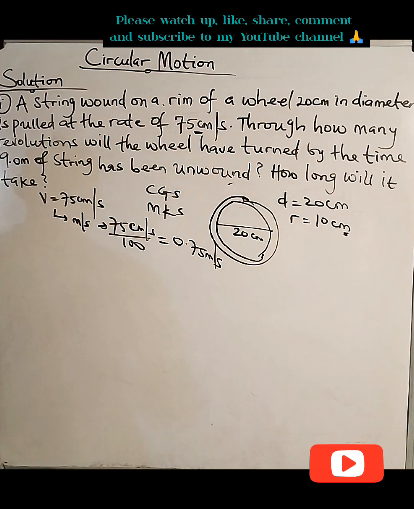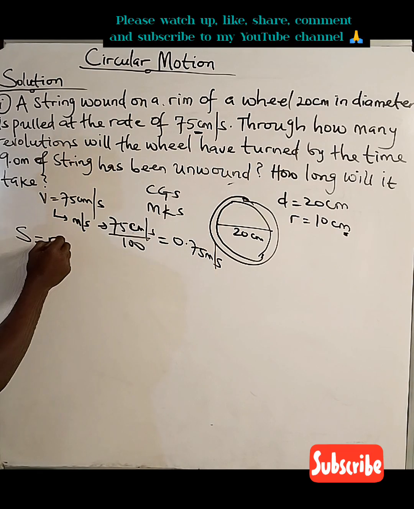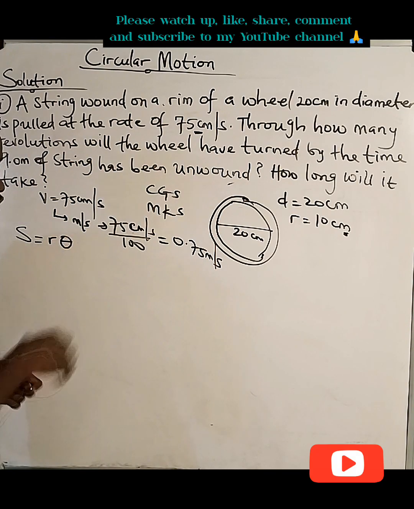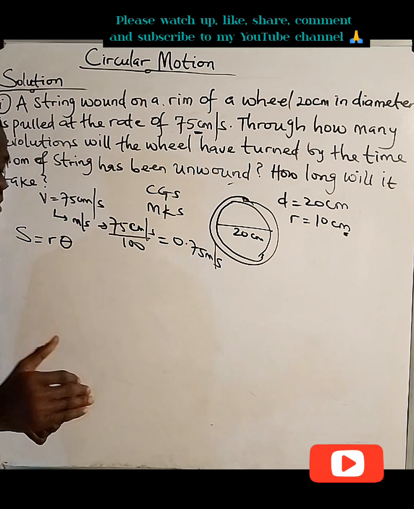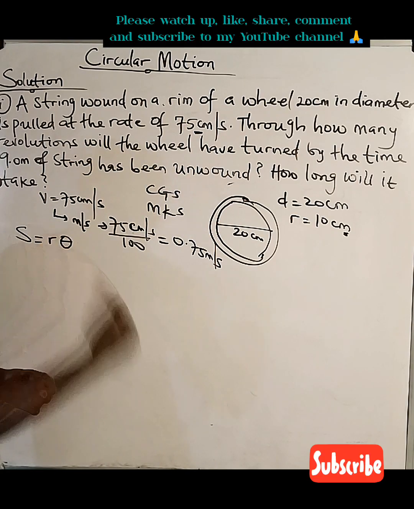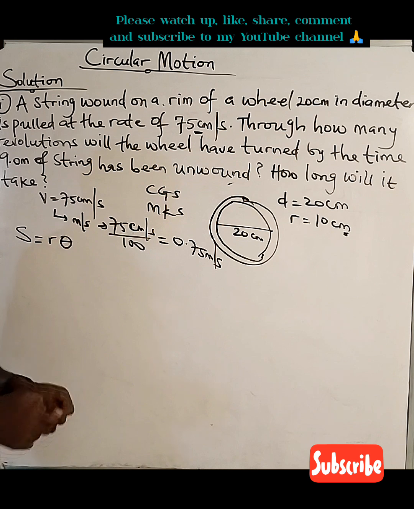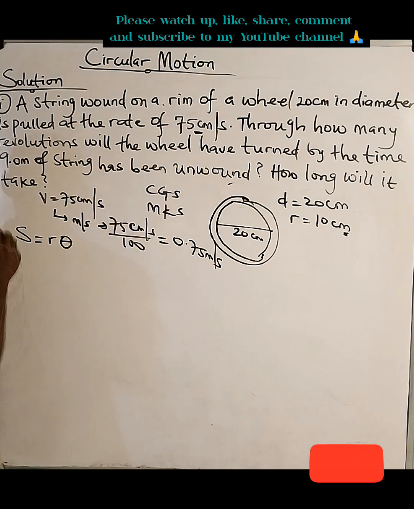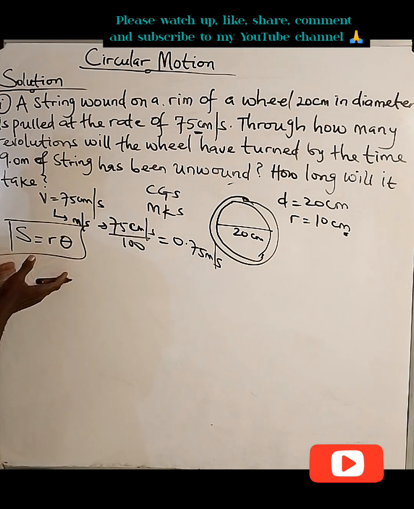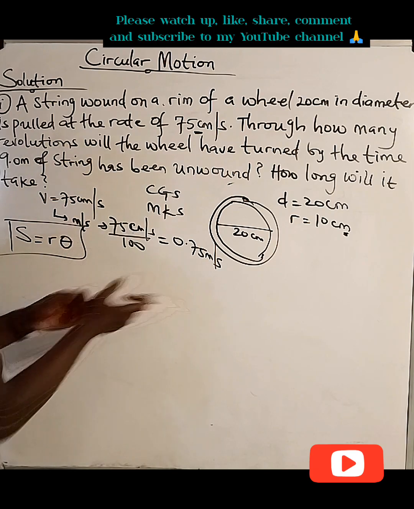So we have a major formula we could use. We could use our linear distance equals radius times angular distance. Angular distance could be in revolutions, although the standard unit for angular distance is radians. It could be in radians, in revolutions, and also in degrees. It depends. All this has been discussed in the previous lesson. So we're going to use this, and after using it, we can use the analytical method also.